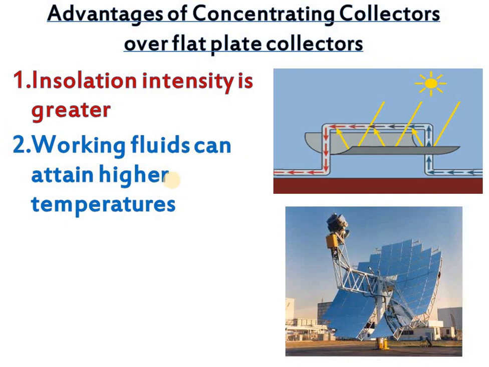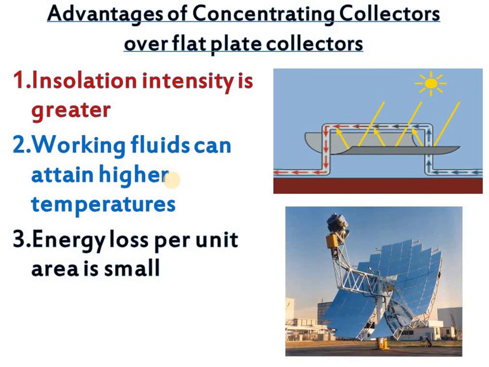So we say that working fluid can attain higher temperature, so it can be easily evaporated. You can use it to rotate turbines and generate electricity. In the next module, we will study a device which is used to generate electricity from sunlight. And the energy loss per unit area is very small. Of course, because there is not enough surface to radiate, as energy is focused to a small area, energy loss will obviously be very small.